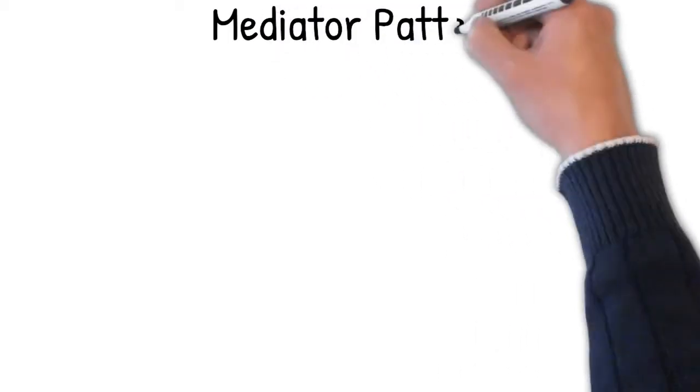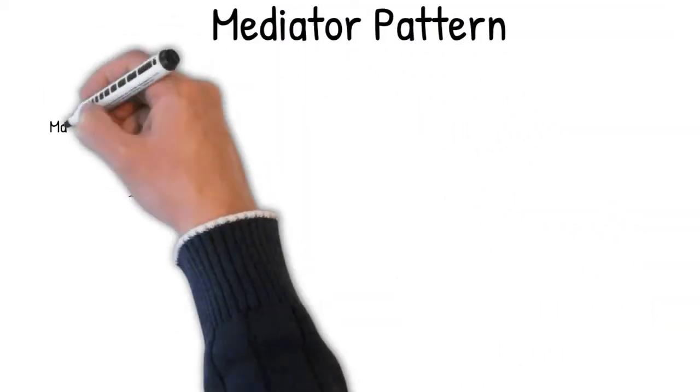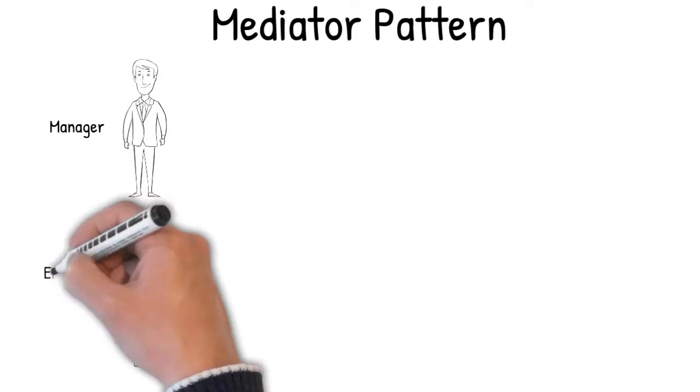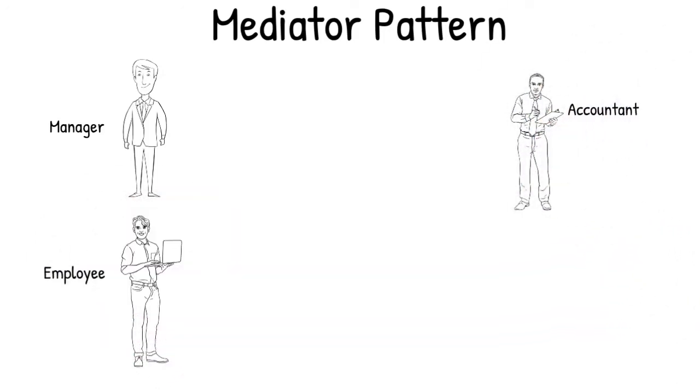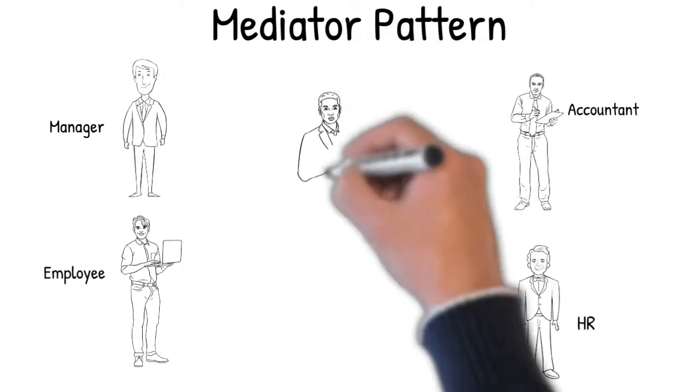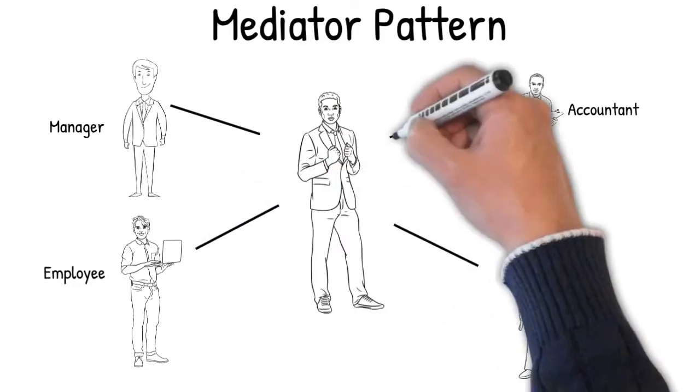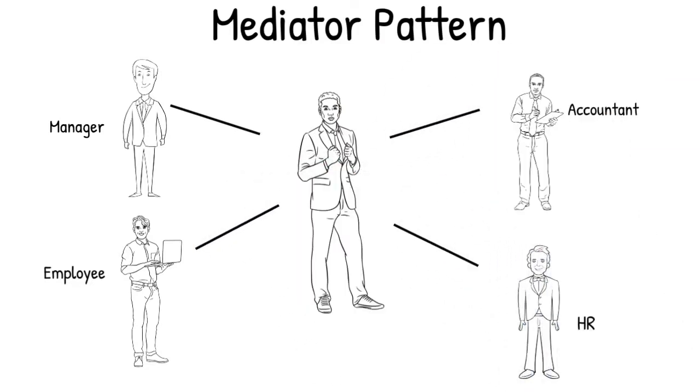Okay, so here comes the mediator pattern. The entities remain the same. You'll have manager, you'll have employee, you'll have accountant, you will have HR. But now the mediator will come to help to actually initiate the communication on behalf of any entity. So for example, the employee will just notify the mediator and the mediator will take care of communicating with HR, manager and accountant.